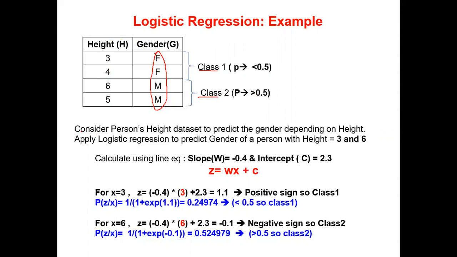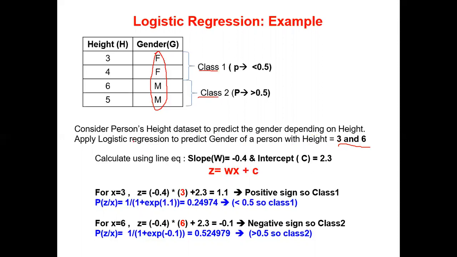So my problem statement says: consider this person's height data set to predict the gender depending on the height. Apply logistic regression to predict the gender of a person with height 3 and 6. So in the problem statement, my query points are given: predict the gender of the person with height 3 and 6.